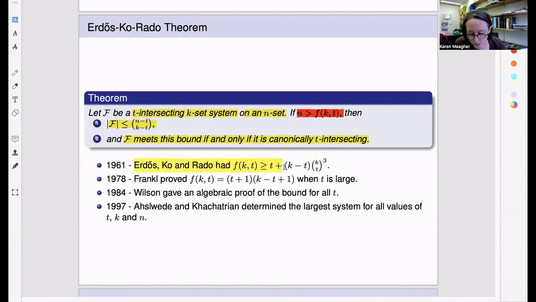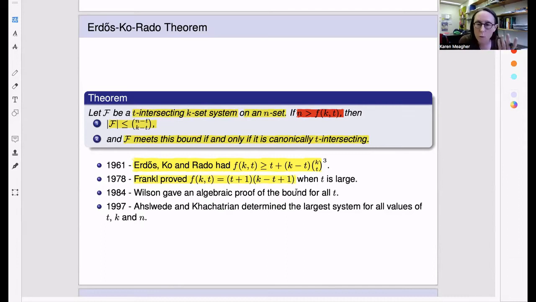Erdős-Ko-Rado had this bound. They said the lower bound on your n in terms of k and t is some number, it's going to be k choose t cubed, a bunch of other stuff. And they were like, yeah, you need something, but we don't think this bound is right. And so Frankl jumped in and he proved the correct bound.